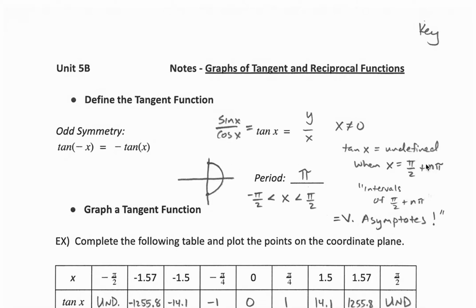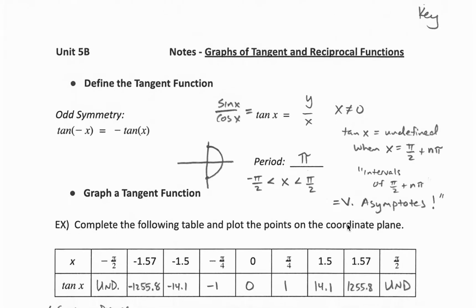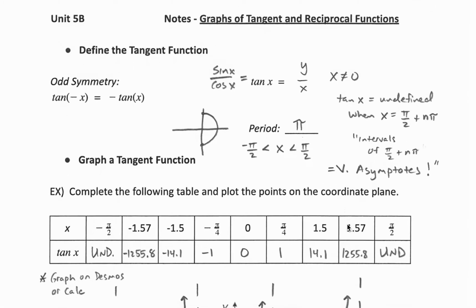So for example, if my interval n is 0 right here, then x is pi over 2 and I'm undefined. If n is 1, then I'm adding pi. So pi over 2 plus pi gets me to 3 pi over 2. So now I'm back on the y-axis again. So anytime I take my starting point and I add pi to it, I'm going to get to a vertical asymptote, an undefined value on a tangent graph. So when we graph, we're going to see vertical asymptotes or undefined values.